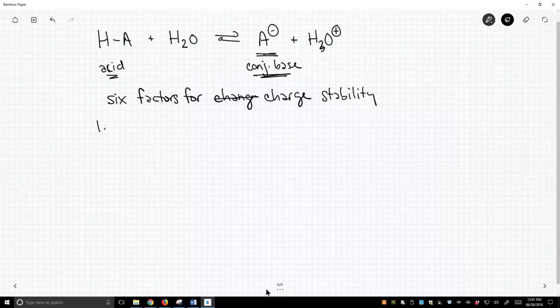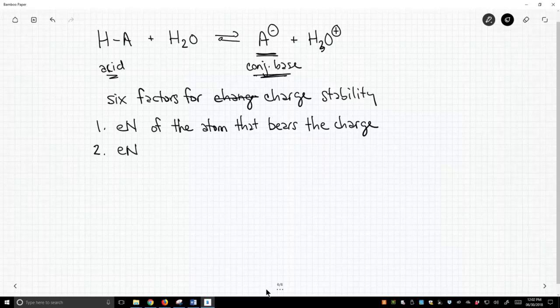Fantastic. Number 1, we're going to need to look at the electronegativity, and lowercase e capital N is a shorthand notation for electronegativity. The electronegativity of the atom that bears the charge. So electronegativity is going to be important. Is that atom more or less electronegative? We'll see examples of this, but more electronegative atoms don't mind having a negative charge on them. Less electronegative atoms would prefer not to have a negative charge. That is a factor of stability.